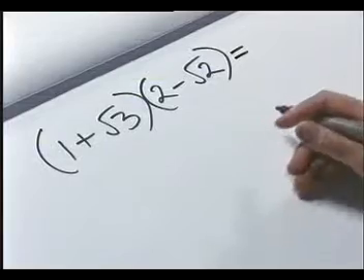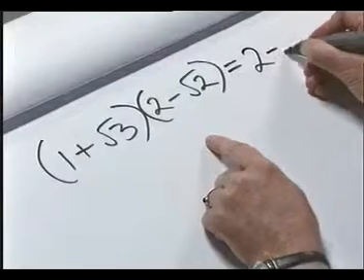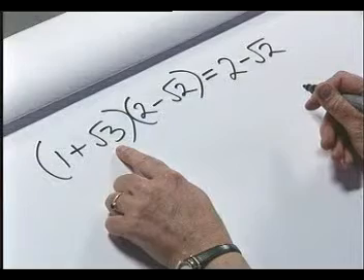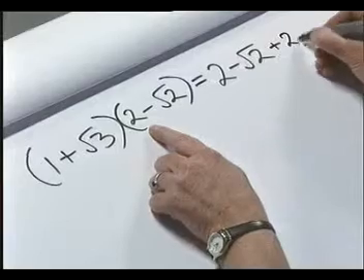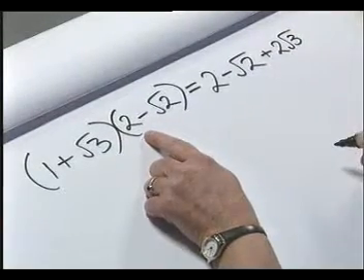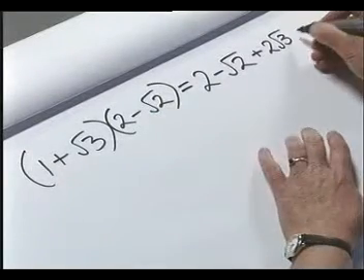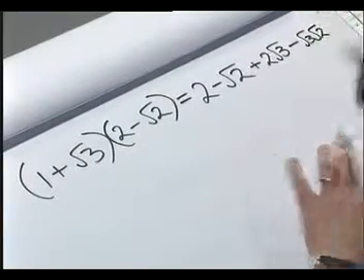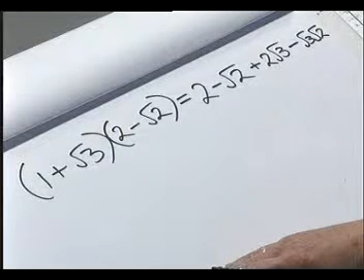So if we do that, we multiply 1 by these two numbers and we get 2 minus the square root of 2. Then we multiply by square root of 3. That is, square root of 3 times 2 is 2 square root of 3. And then the square root of 3 times negative square root of 2, which is subtract root 3 root 2. Now, when we look at that expression, you can see that we can't really simplify it any further.